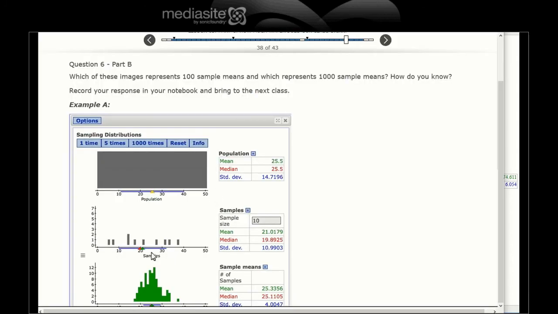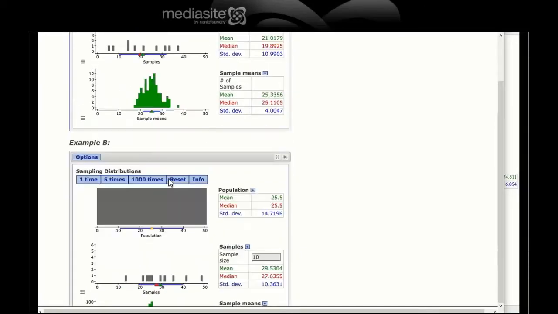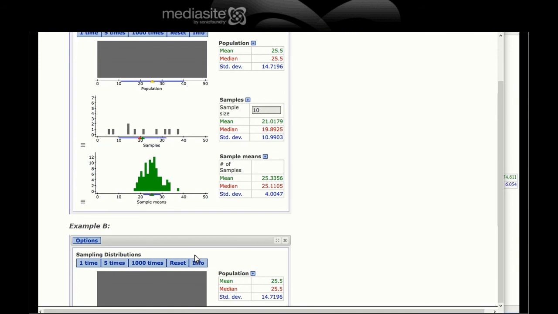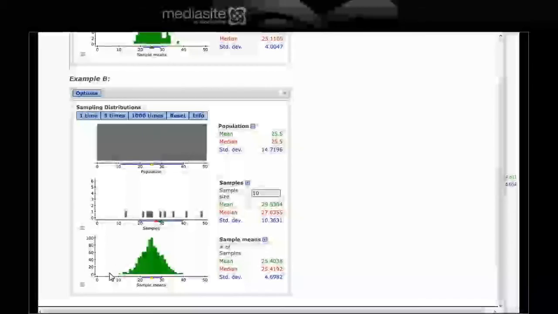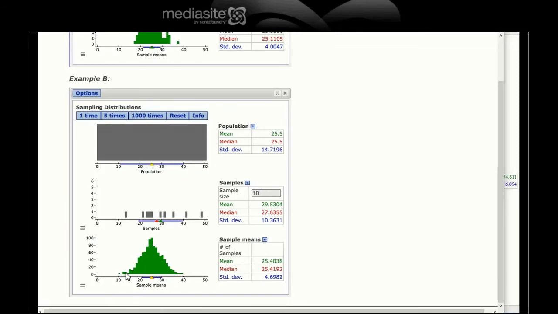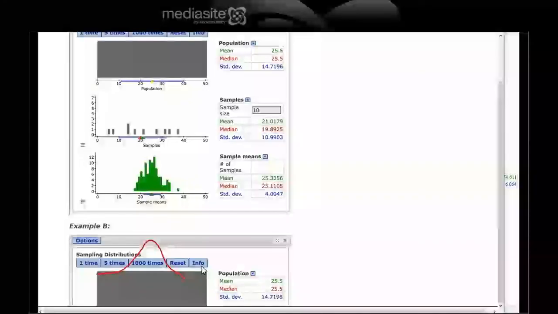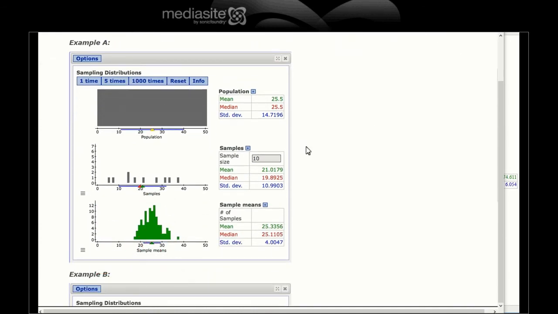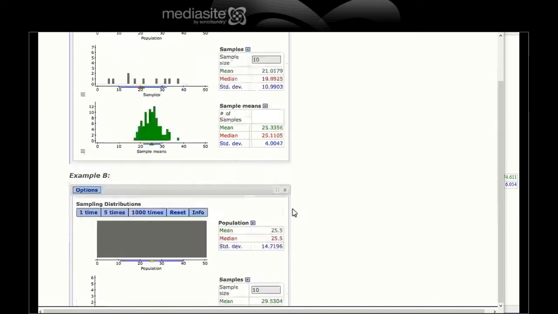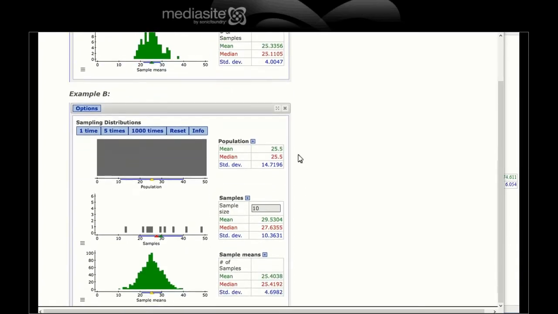So essentially, one of these is 100 samples of 10, and one's 1,000 samples of 10 each. So which of these two looks more symmetrical in terms of a normal distribution? This one was not quite there, it's approaching normal, but not there yet. This one is definitely more approaching a normal distribution. So I would say A is the 100 sample and B is the 1,000 sample. Means 25, 25.5, 25.3, 14.7, that's irrelevant. 21.5, 25.4.